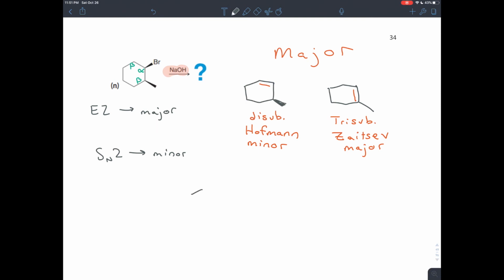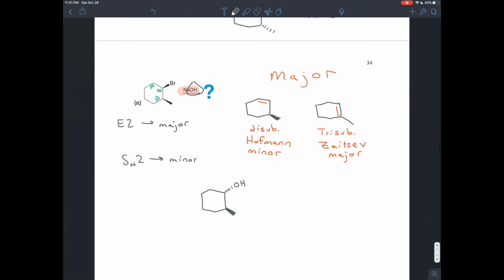For the substitution reaction, we're just replacing the bromine with our nucleophile, which is the OH. And we get inversion of configuration, so the bond is going away instead of coming out at us.